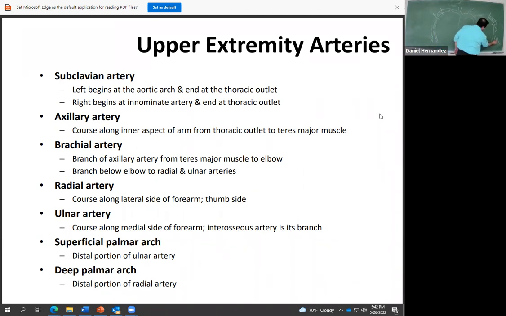So this is down in the forearm now. Radial, lateral. Ulnar, medial. Radial, ulnar.